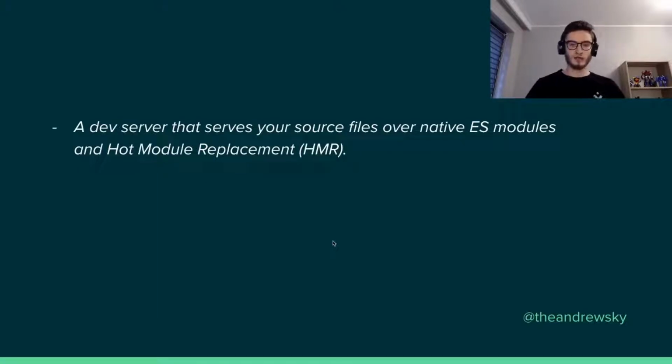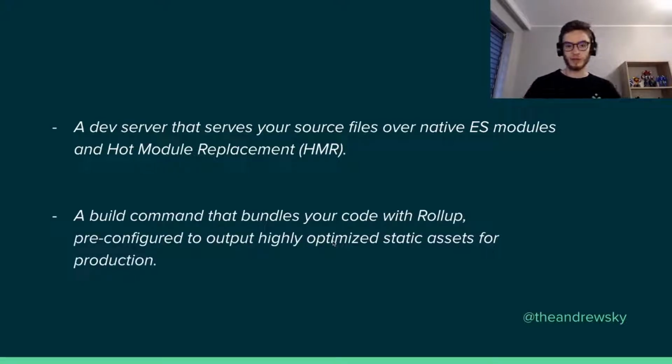One, which is boosting your developer experience while developing software in the development environment, and it is a dev server that serves your source files over native ES modules and also provides hot module replacement, which is really fast. And the second one, which is a build command that bundles your code using Rollup, pre-configured to output very highly optimized static assets for production.